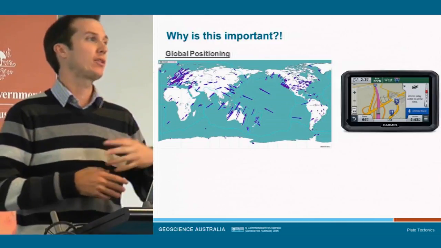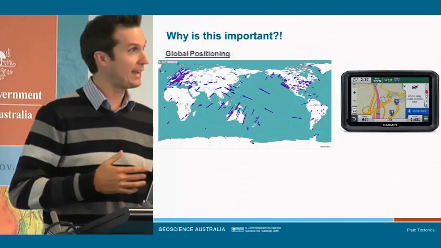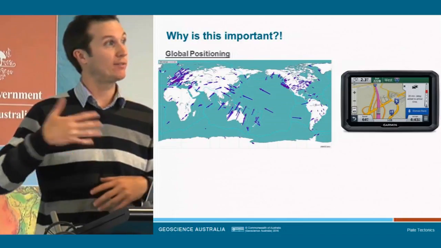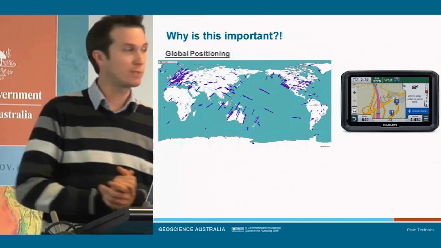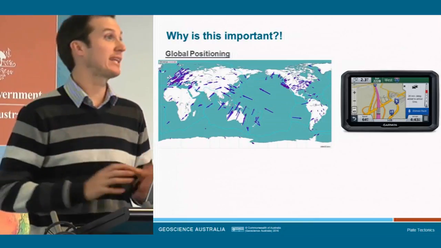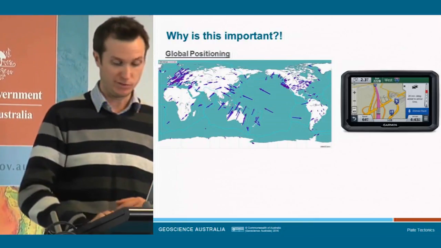So whether this be through handheld devices or GPS units, driverless technologies like that, it's becoming much more important these days to be as highly precise as we can about where we are on the Earth and how it's moving.